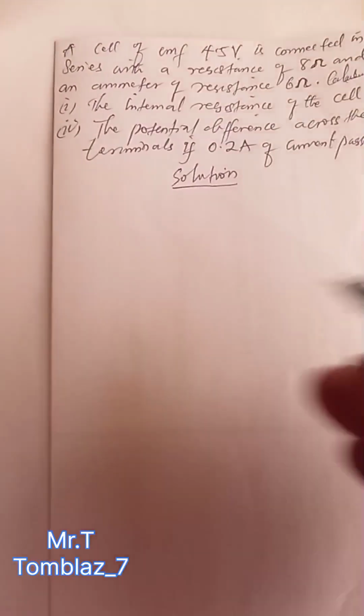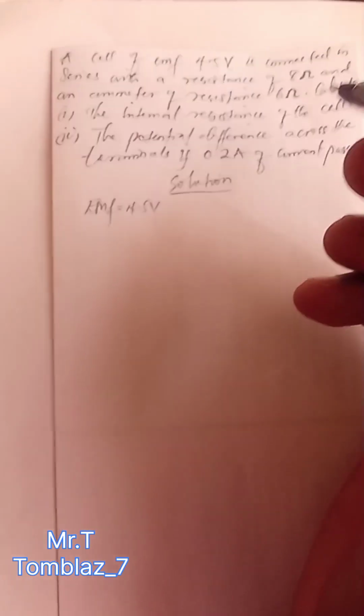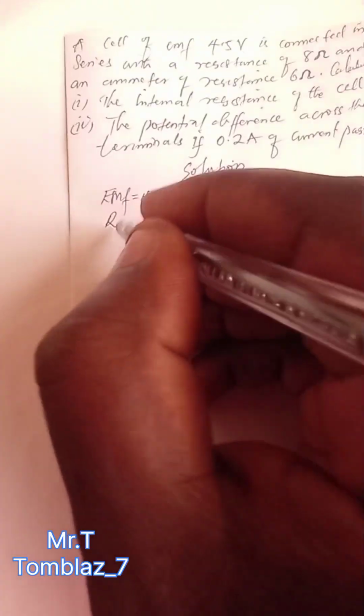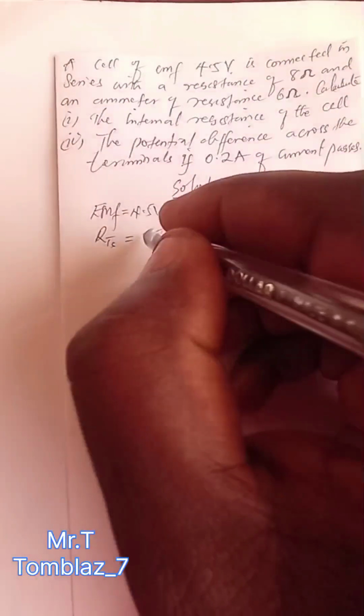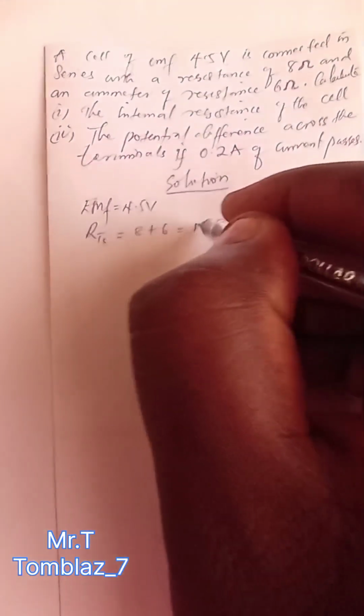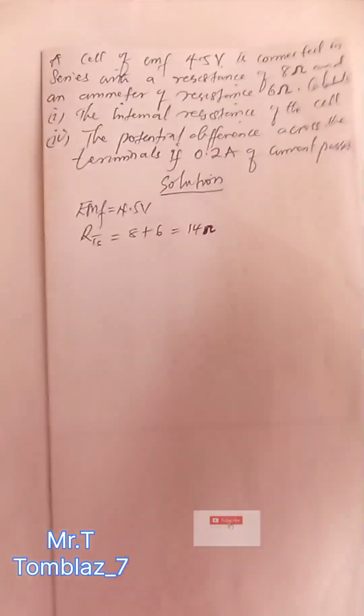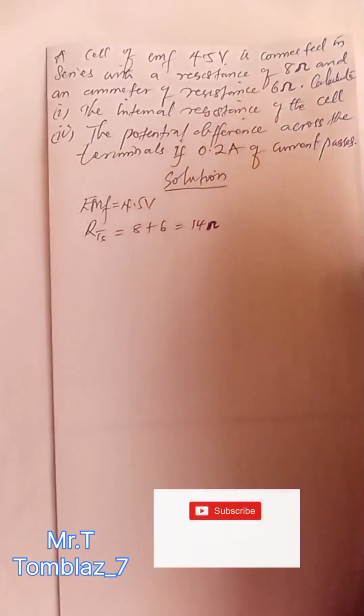Now first, they say the cell has an EMF of 4.5 volts. It is connected in series, so the total resistance is going to be 8 plus 6, which is 14 ohms, right? Because they say they are connected in series.